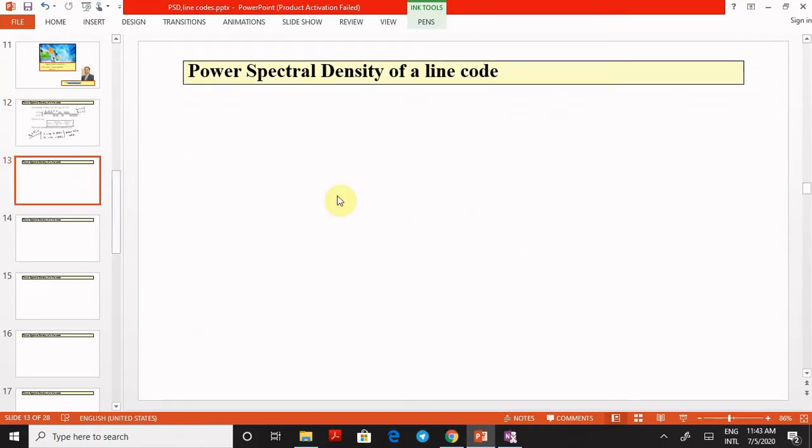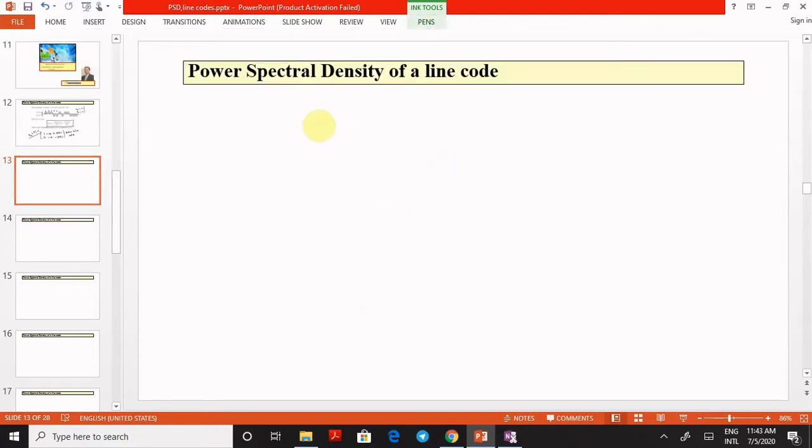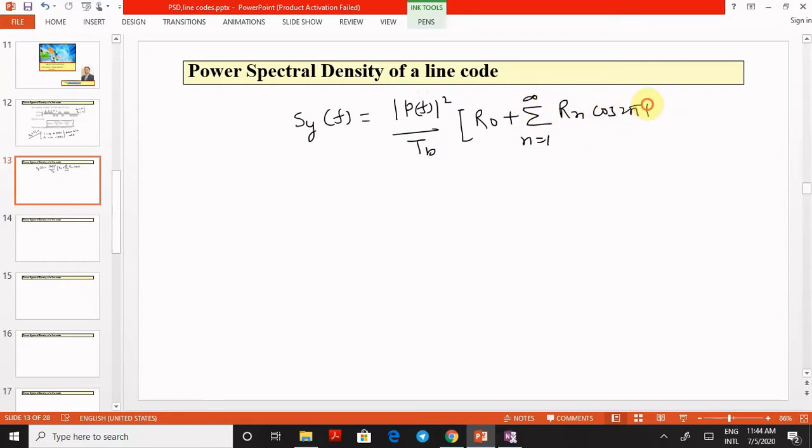To get this result, first we should write the derived formula, that was S_y(f) which was equal to |P(f)|^2 upon T_b in bracket R_0 plus summation of n is equal to 1 to infinity R_n cos of 2 pi f n T_b. Right? This is basically the relationship.